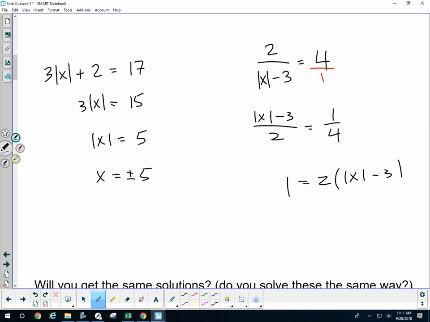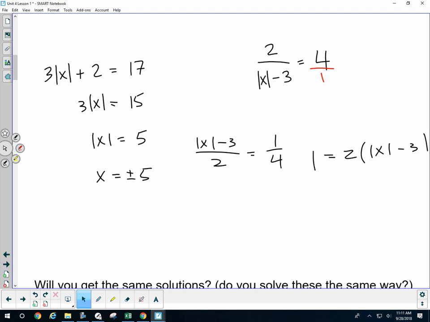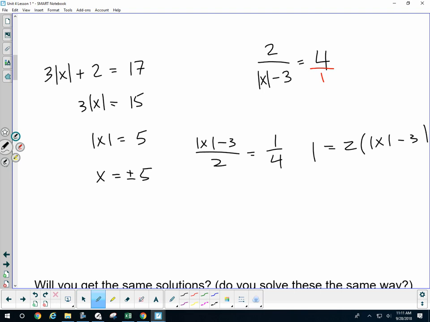Let's go ahead and solve both of these equations and get to the answer. So if I have this or this, well, this guy, I would multiply both sides by what? 4 or 2? 2. Okay, good. So let's go ahead and do that. Get absolute value of x minus 3 is equal to 1/2, which is 2/4.